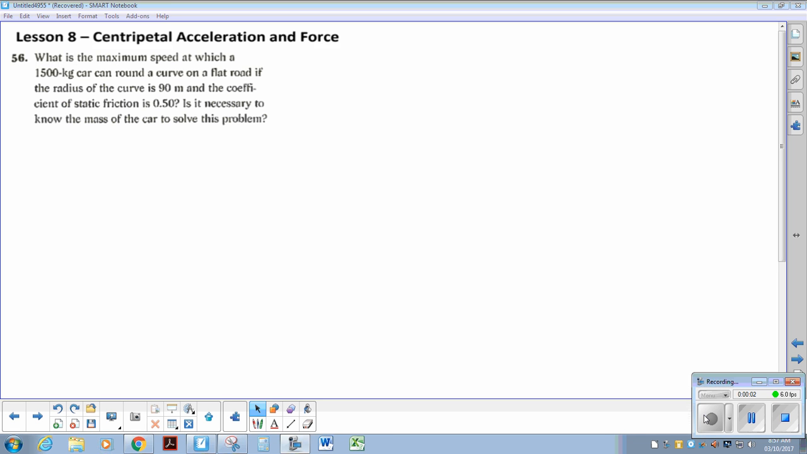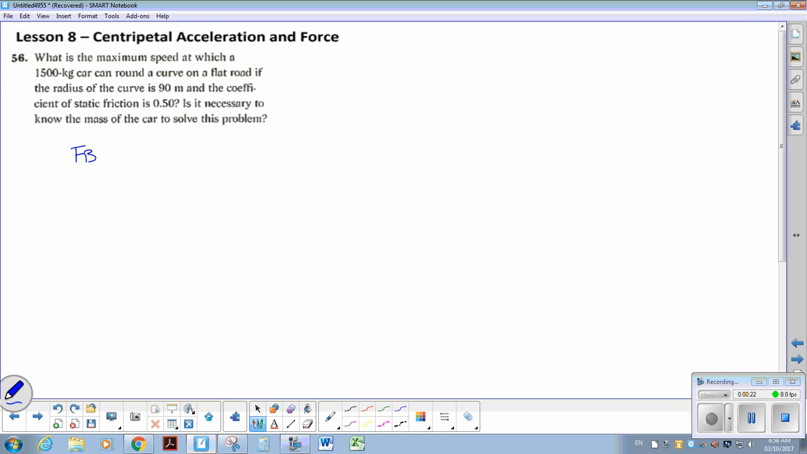Hello, I've had a question for the 4U Physics, Lesson 8, question 56. What's the maximum speed a car can go around a flat curve, or a curve on a flat road, if the radius is 90 meters and the coefficient of friction is 0.5? Is it necessary to know the mass of the car in this problem? Let's take a look at the free body diagram.